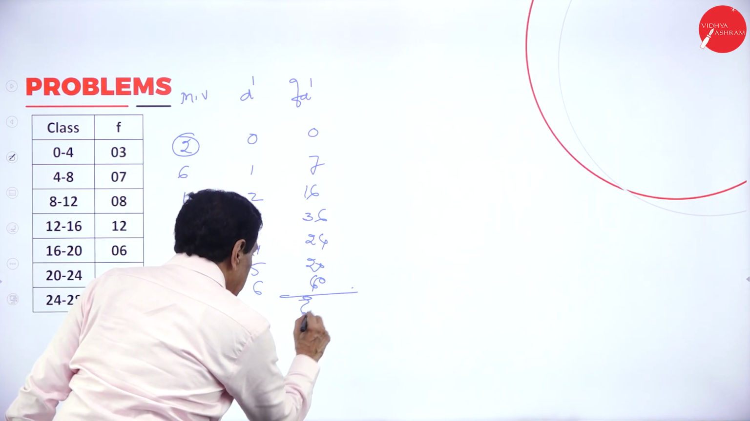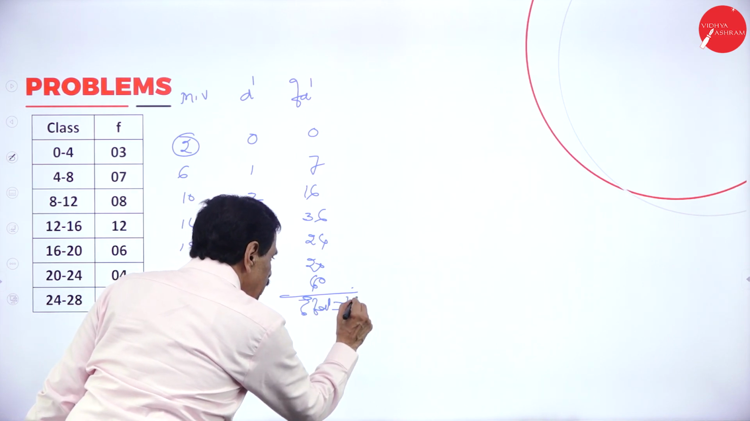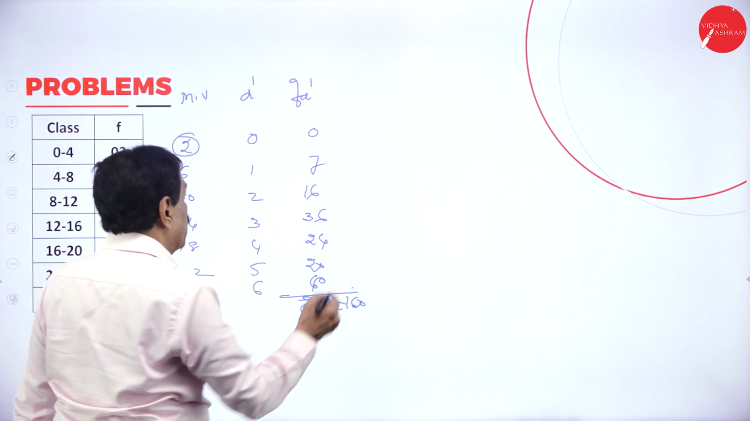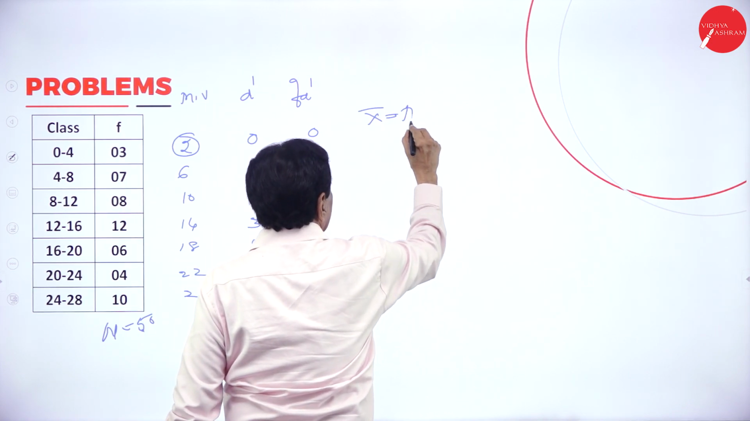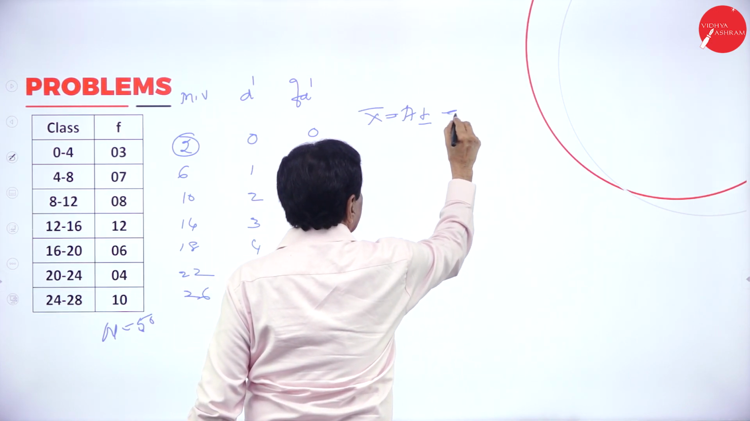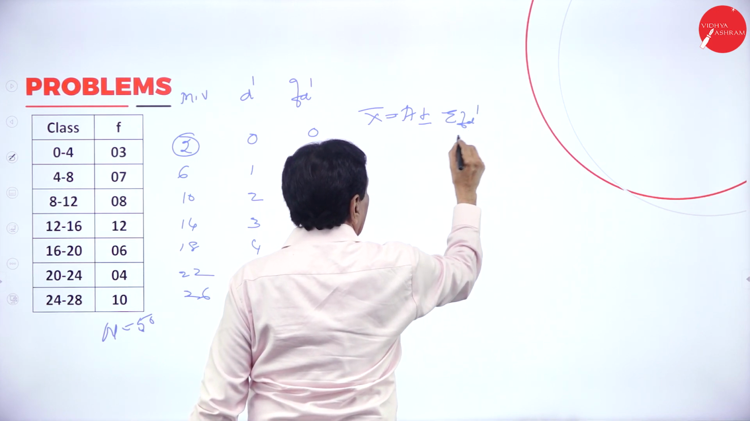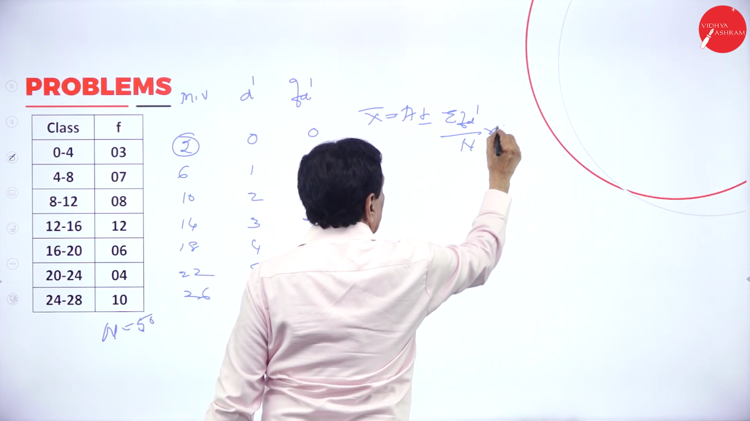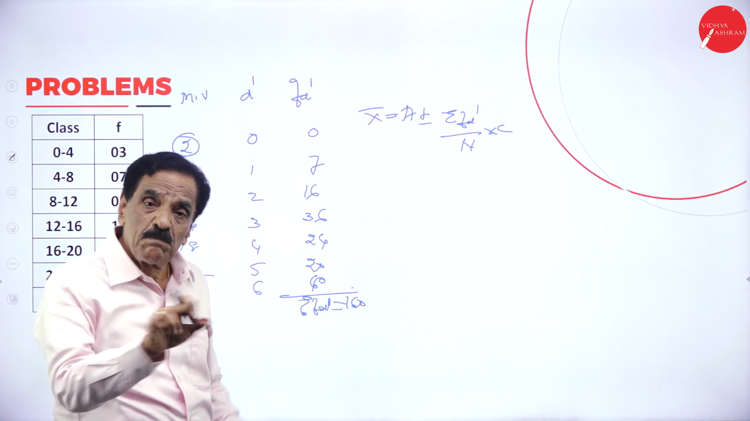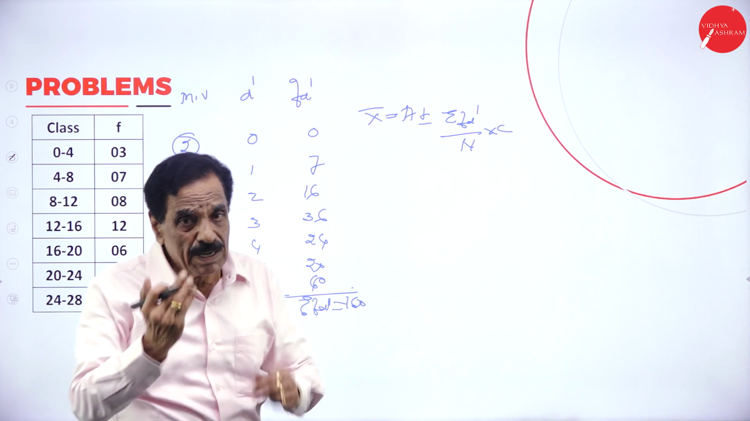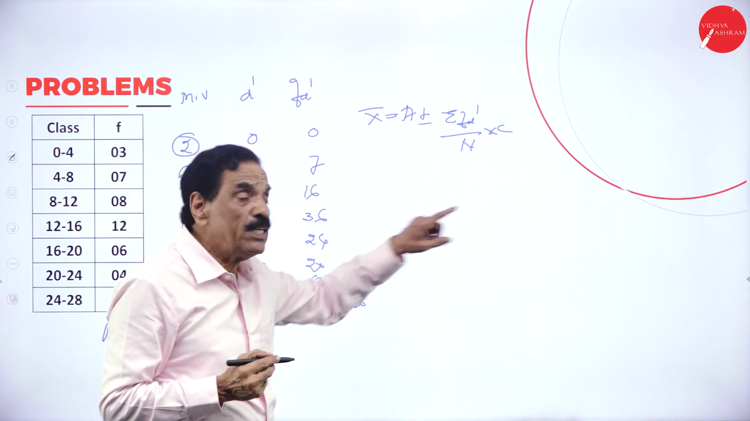Sigma fd' is equal to 160. Apply the formula. Mean is equal to A plus or minus sigma fd' divided by n into C. What is the formula? Mean is equal to A plus or minus sigma fd' divided by n into C.